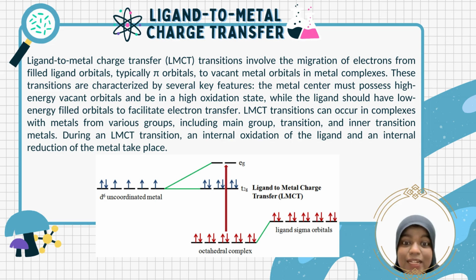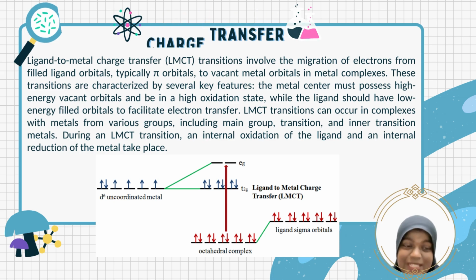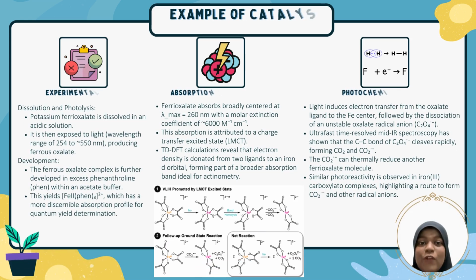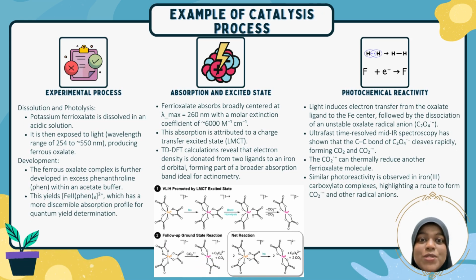LMCT transitions can occur in complexes with metals from various groups, including main group, transition, and inner transition metals. During an LMCT transition, an internal oxidation of the ligand and an internal reduction of the metal take place. Here is an example of a catalysis process using LMCT.